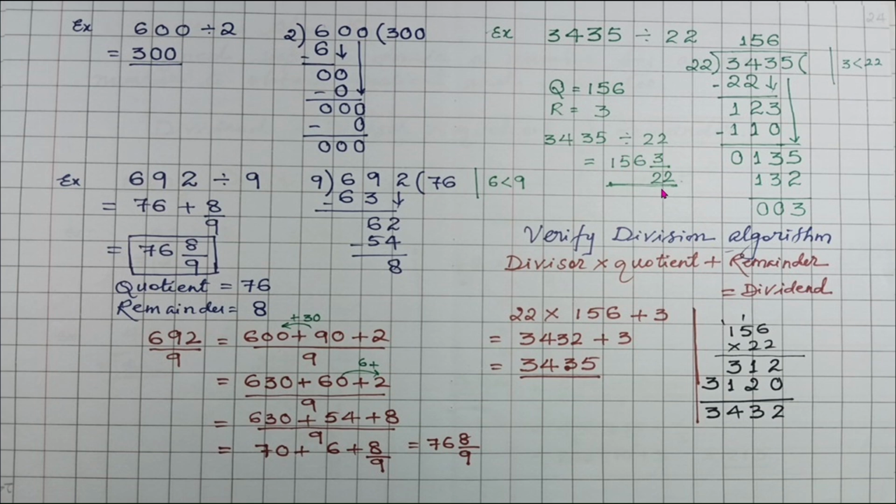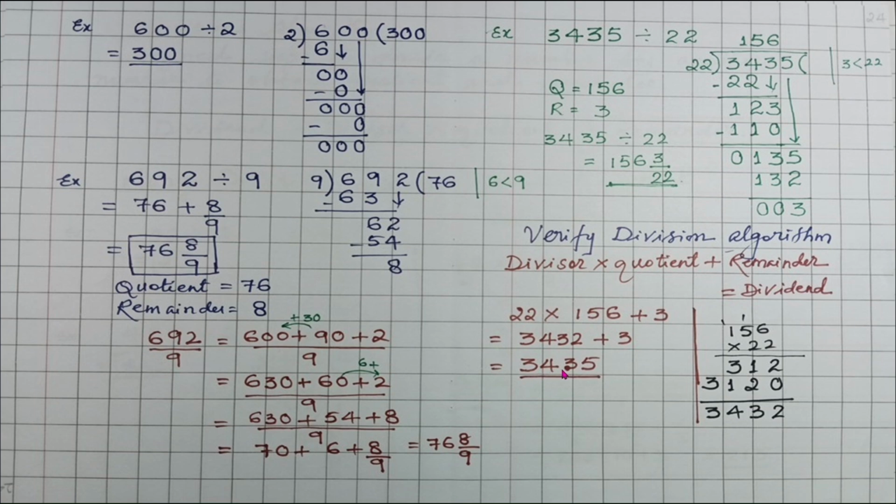We can verify the division algorithm. To verify the division algorithm, what we do is multiply the divisor and the quotient and add the remainder, we should get the dividend. So let us take one example here. 22 into 156 plus 3. I have multiplied the divisor by the quotient and added the remainder. I get 3435, and that is exactly the dividend, 3435.